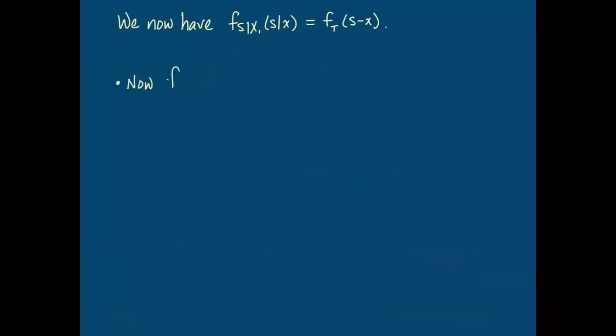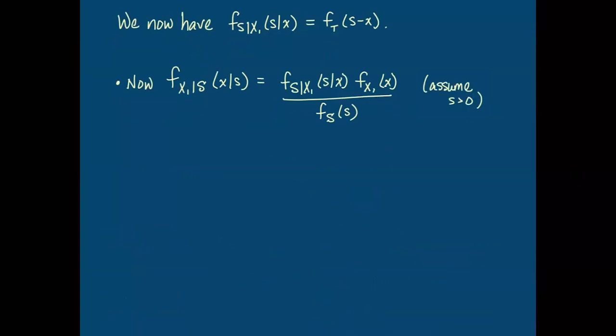Going back to the conditional PDF we actually care about, the conditional PDF for x1 given s is the conditional PDF for s given x1 times the marginal PDF for x1 over the marginal PDF for s. Because this value, little s, is an observed value, we can assume it is observable. That is, we can assume that it's greater than 0.